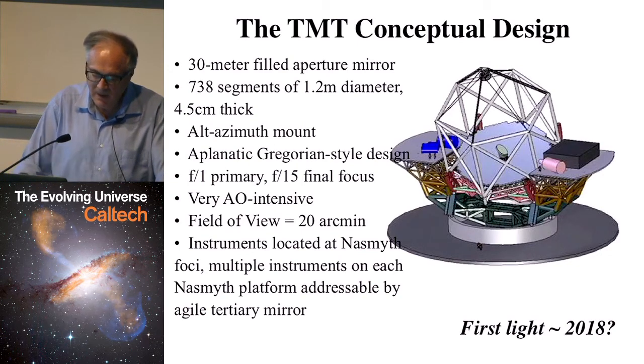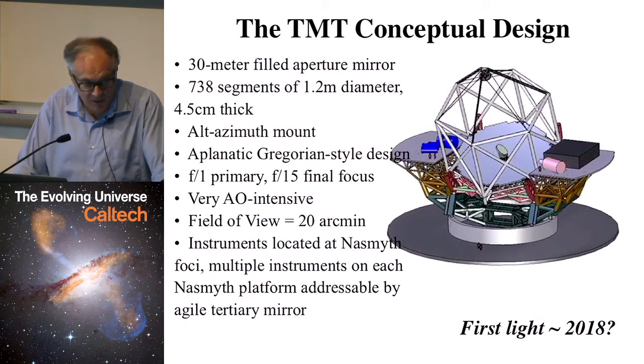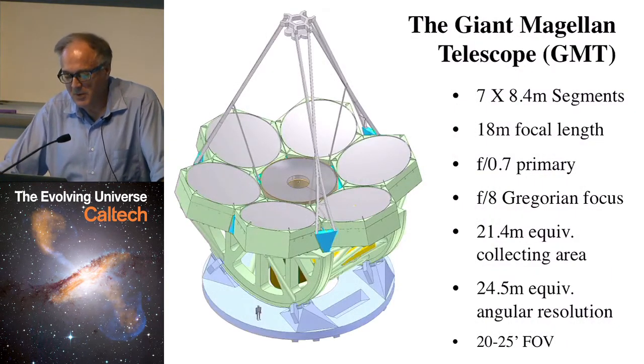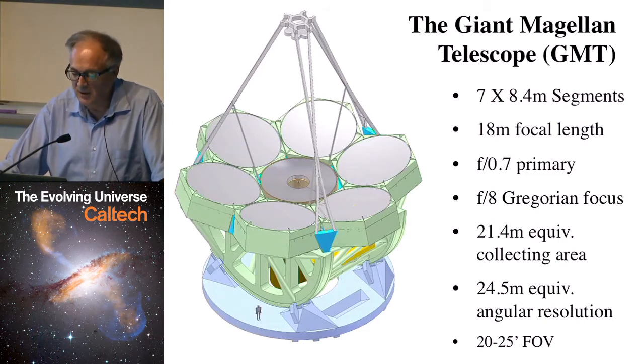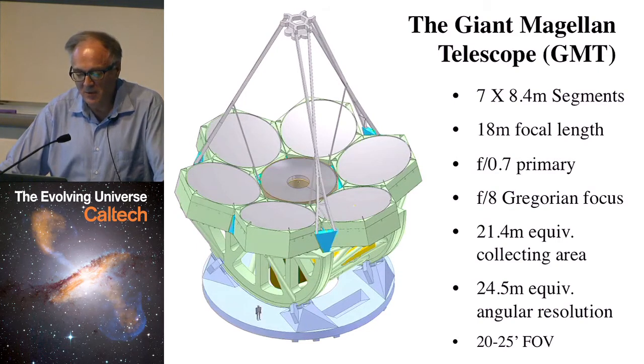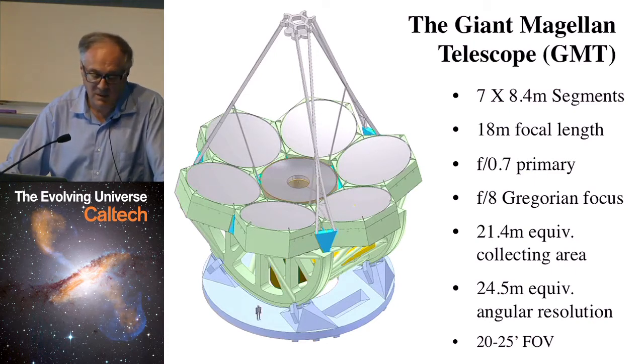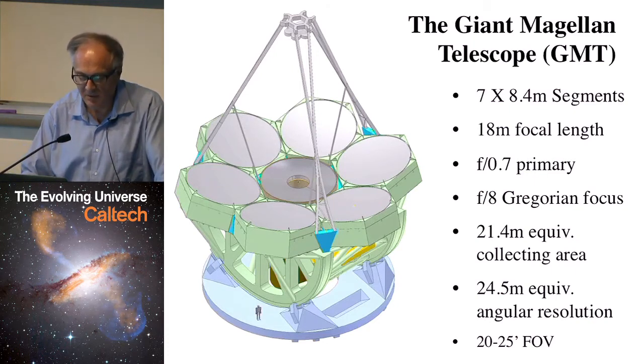The competition for the 30-meter telescope is the so-called Giant Magellan Telescope, which is built by our friends over at Carnegie Observatories across the freeway in Arizona. And they think they can do this with a small number of large mirrors, 8-meter class mirrors. They'll probably work just fine, and we'll see who gets to build one first.